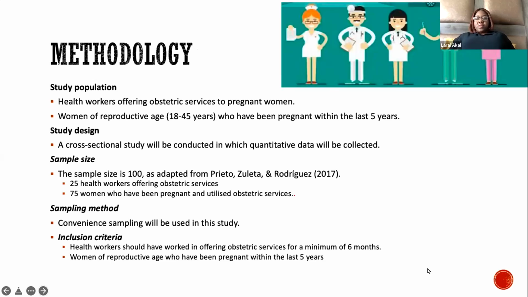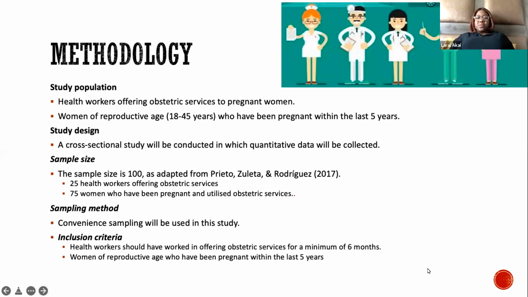So with regards to the methodology, my study population is going to be health workers who offer obstetric services to pregnant women. And then it will also be women of reproductive age between 18 to 45 years, and women who have been pregnant within the last 5 years, because they would have had experiences during their pregnancies and they would be knowledgeable enough to provide the information that I require to guide me as I do this research.